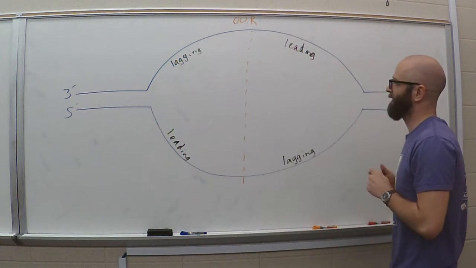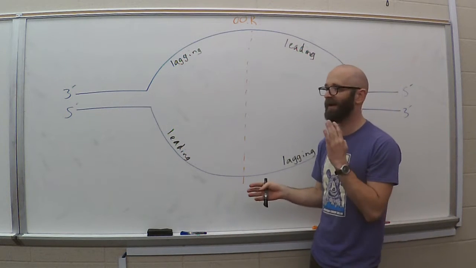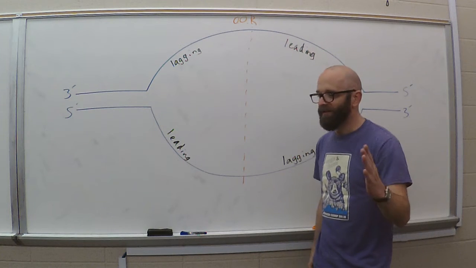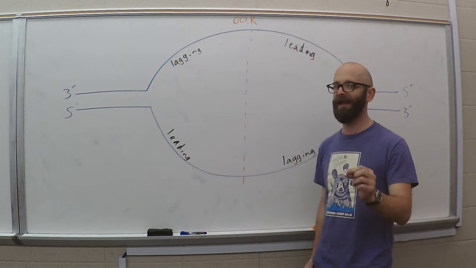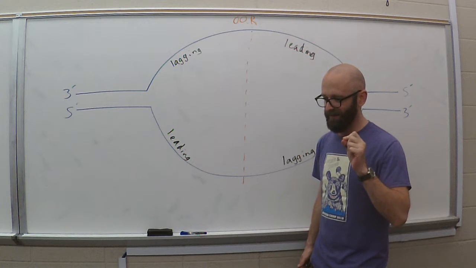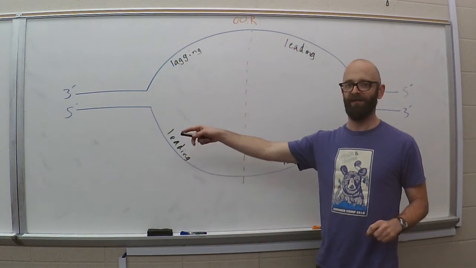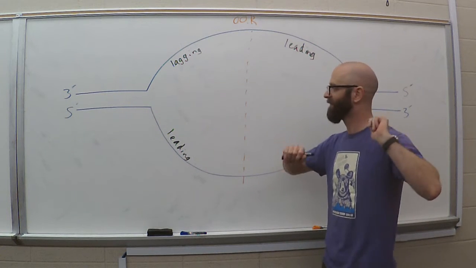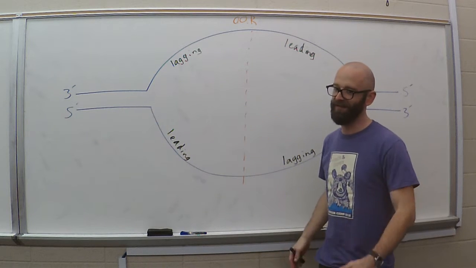What's important is that you need to be able to look at a replication fork and tell which side is the leading strand and which side is the lagging strand. The only thing you need to remember is that DNA polymerase 3 can only add new DNA nucleotides to the 3' end of a DNA strand. If you can get that straight, then figuring out which is leading and which is lagging is easy.